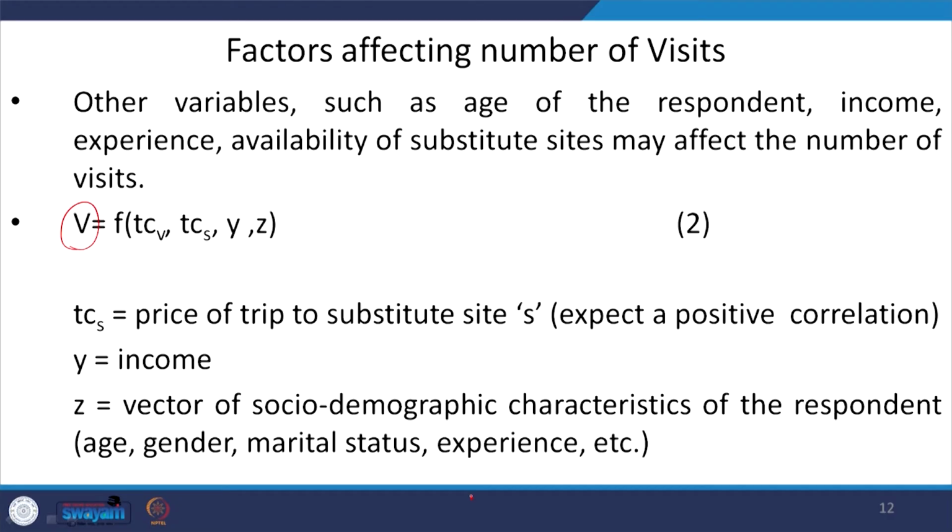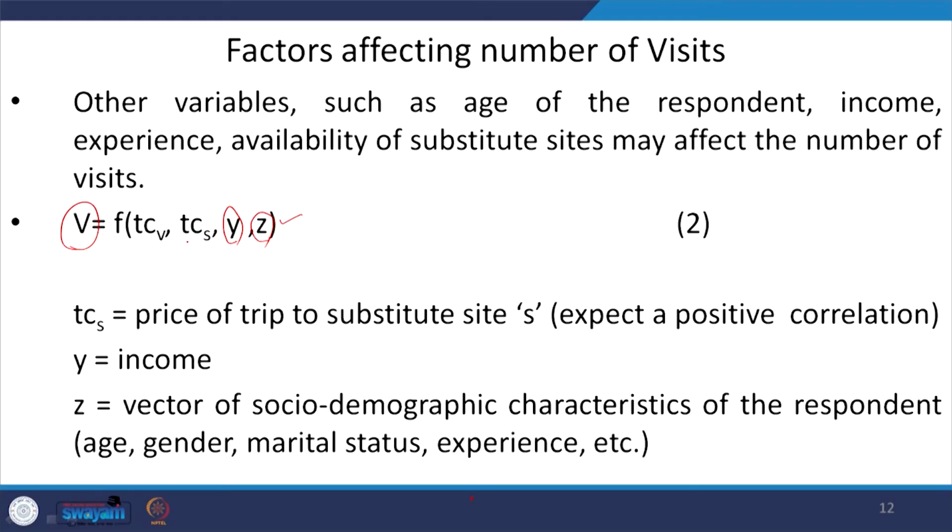So, it can be affected by variables like the income of the individuals and their socio-demographic characteristics, like the age of this particular person, the marital status, the gender, whether she is male or female, and what kind of experience she has. So, we need to take into account this vector of socio-demographic characteristics of this person, which is represented by Z, in addition to his or her income.